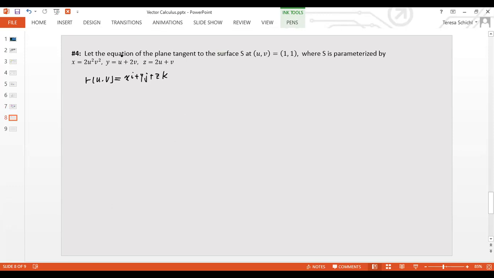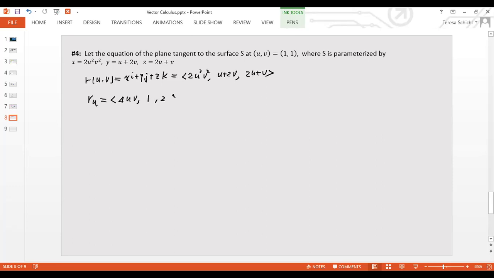So what is r(u, v) here? This vector is (2u squared v, u plus 2v, 2u plus v). Correct. Now let's take the partial derivative with respect to u. The first term becomes 4uv. What is the second term? It's 1, right? What is the third term? It is 2.